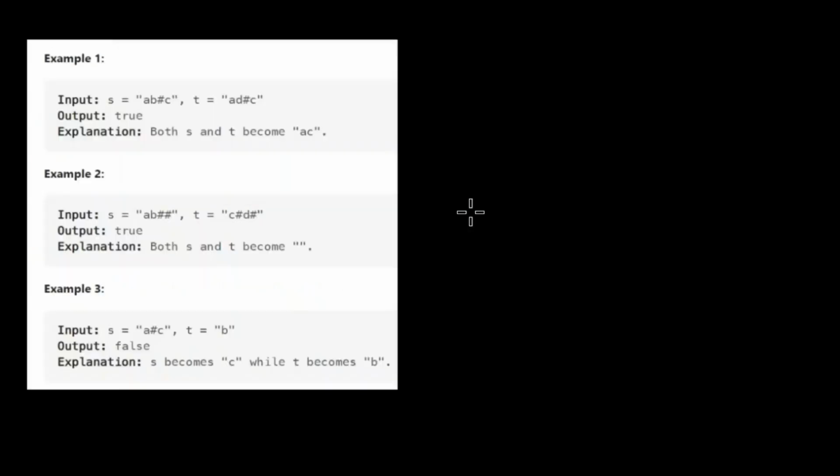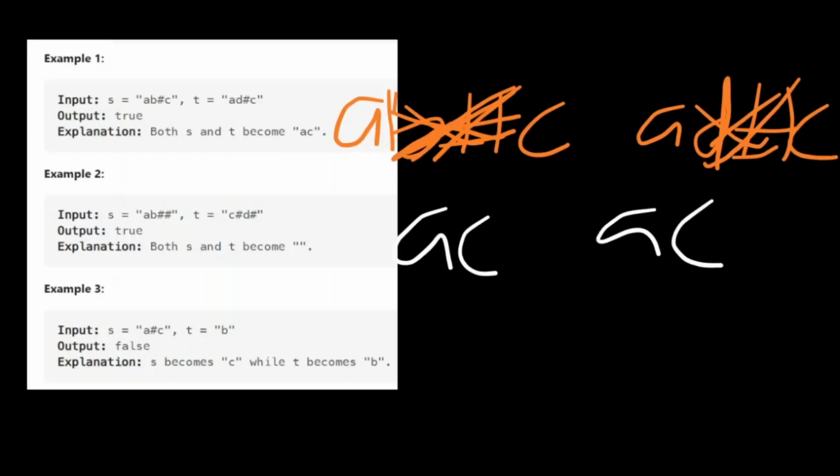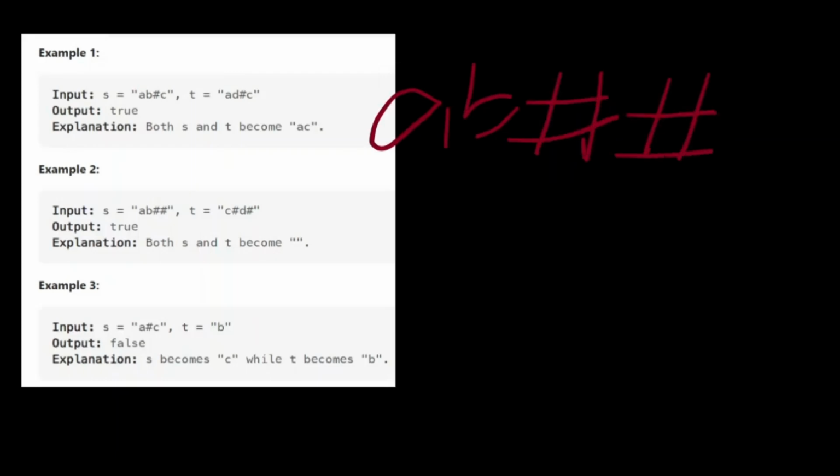Let's look at some examples to make this a bit clearer. So we have AB pound sign C and AD pound sign C. And so we are told that any letter that comes before a pound sign is removed. So B comes before this pound sign, so we remove it. D comes before this pound sign, remove it, and now we are left with AC and AC, which are the same.